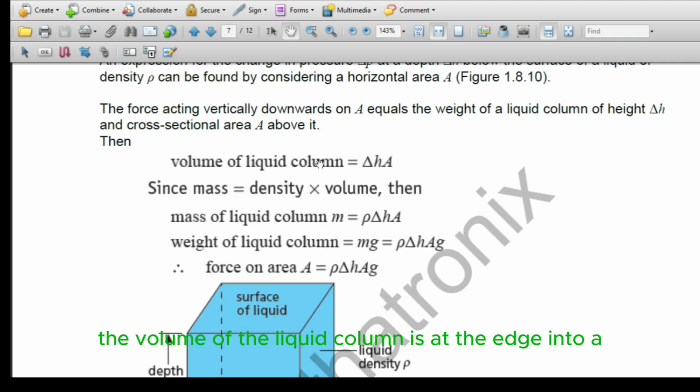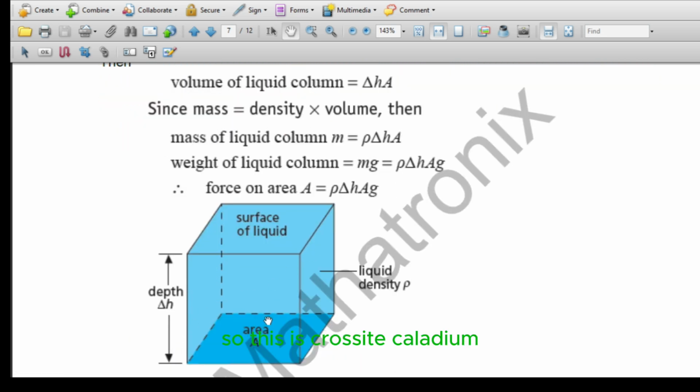So the volume of the liquid column is delta H into A. So this is cross-sectional area multiplied by the depth level. So this is volume, and volume multiplied by density is called mass. So mass is equal to density into volume. And mass multiplied by gravitational field strength is called weight. So the weight of the liquid column is rho delta H A and this g, so rho g delta H A, where A is the cross-sectional area, and this weight is basically the force.